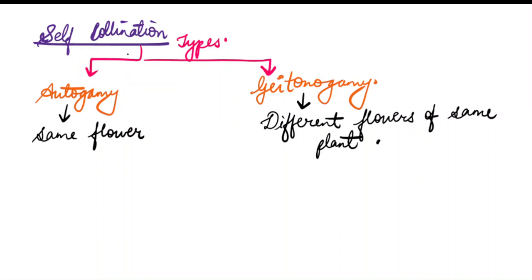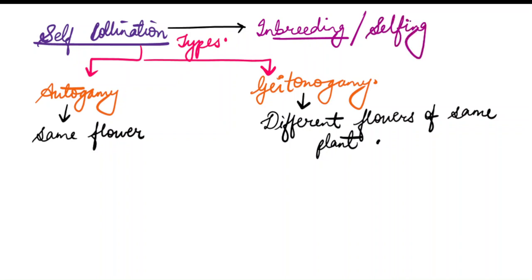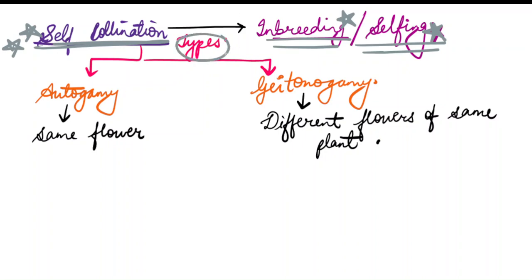Now another word for self pollination, it is also known as inbreeding, or you can say selfing. So how many words do you have? The first word is selfing, the second word is inbreeding, and the third word is self pollination. These are the names of it. The types are, type 1 is autogamy, type 2 is geitonogamy. This is all about it.